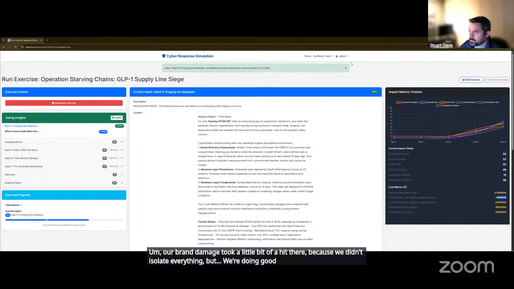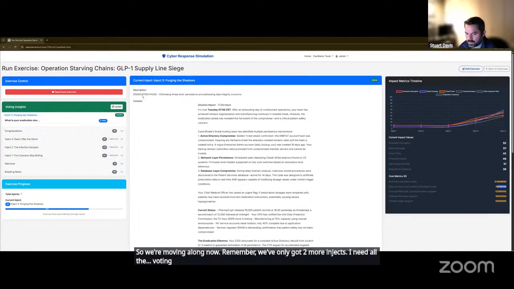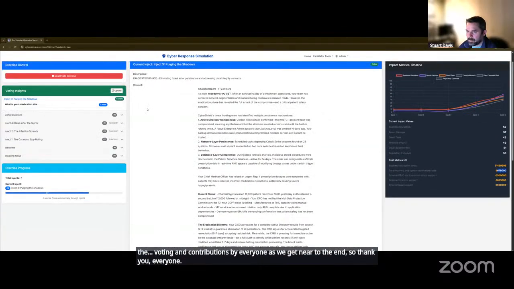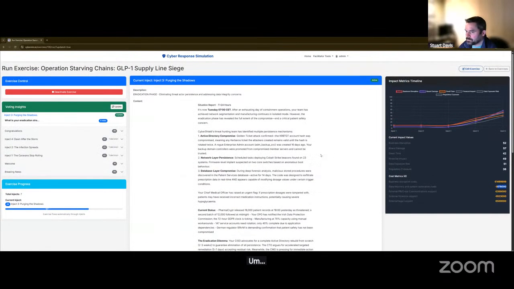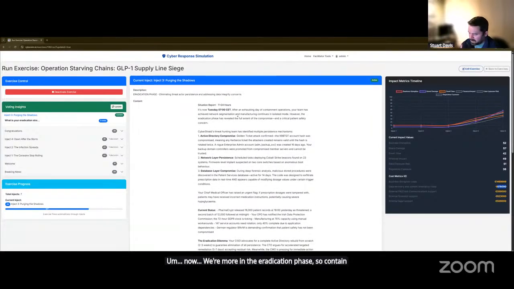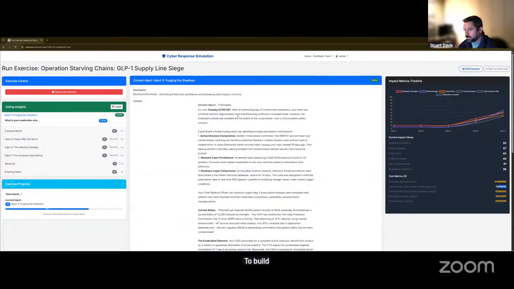All right, so we're moving along now. Remember, we've only got 2 more injects. I need all the voting and contributions by everyone as we get near to the end. So thank you, everyone. Now, we're more in the eradication phase. So containment is kind of isolating. We've done a lot of work to build up a wall to prevent the bad guy from getting back in or moving around. But now we got to kick them out.